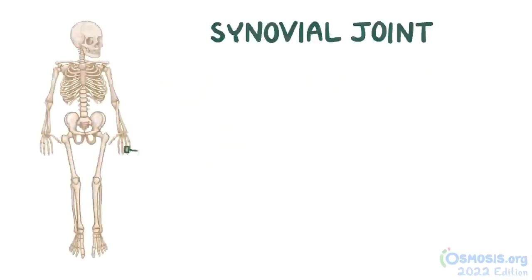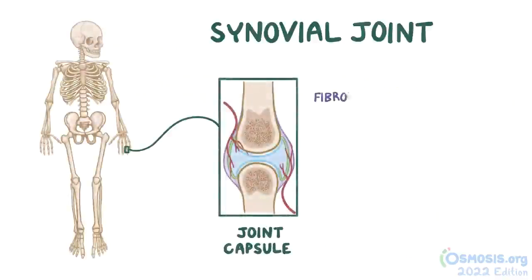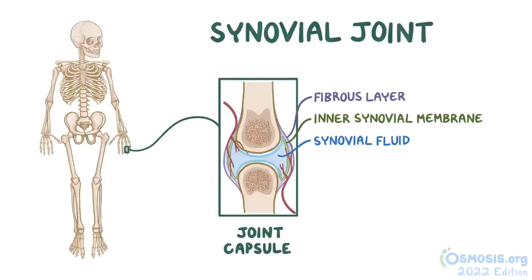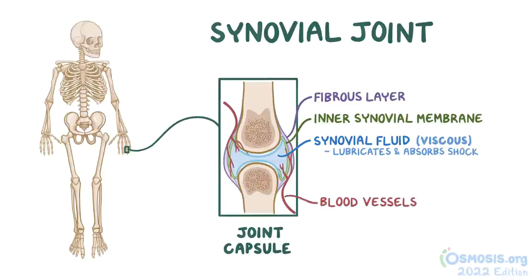A synovial joint consists of a joint capsule which has an outer fibrous layer and an inner synovial membrane filled with synovial fluid. The synovial fluid is a clear, viscous fluid that looks like the white of an egg, and it helps lubricate the joint and absorb shock. The synovial membrane has blood vessels that supply the joint with nutrients and oxygen. The tips of the bones that come together to form the joints are covered by an articular cartilage, which is a slippery smooth layer of cartilage that also absorbs shock and reduces friction during movement.